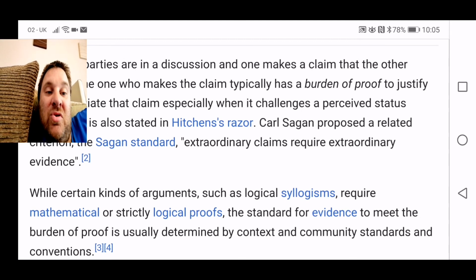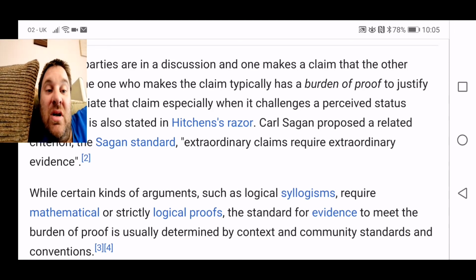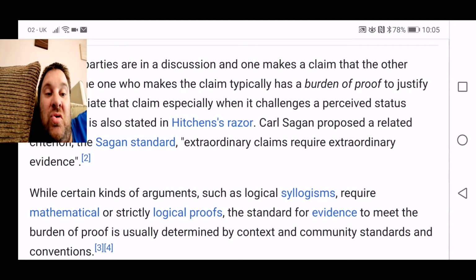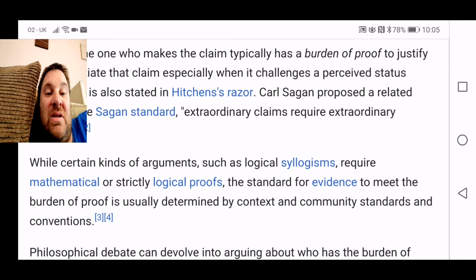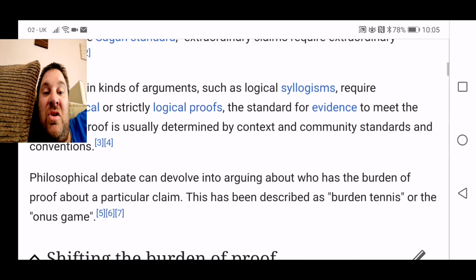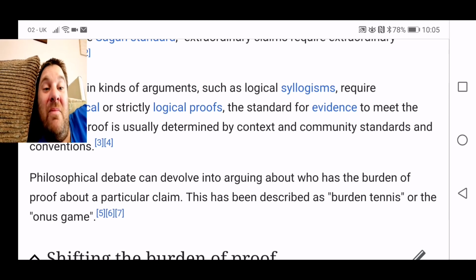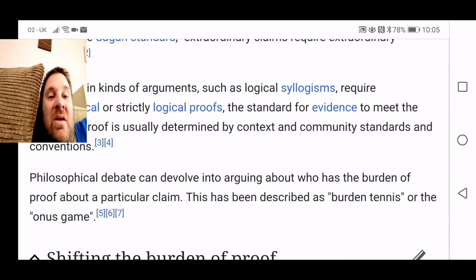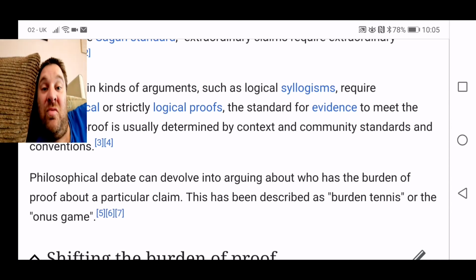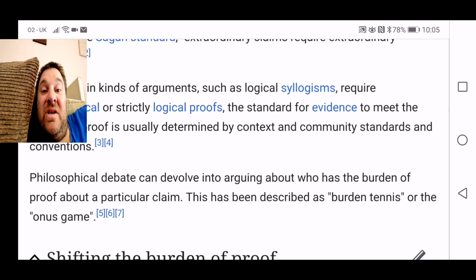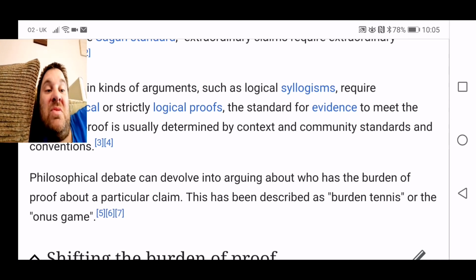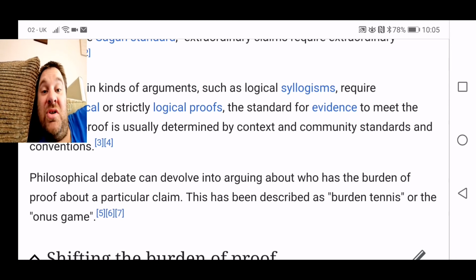While certain kinds of arguments, such as logical syllogisms, require mathematical or strictly logical proofs, the standard of evidence to meet the burden of proof is usually determined by context and community standards and conventions. Philosophical debate can devolve into arguing about who has the burden of proof. Not that it's a debate, you can't debate objective reality, but we get this a lot, where it devolves into arguing about who has the burden of proof when you've got these trolls about a particular claim. This has been described as burden tennis, or the onus game.